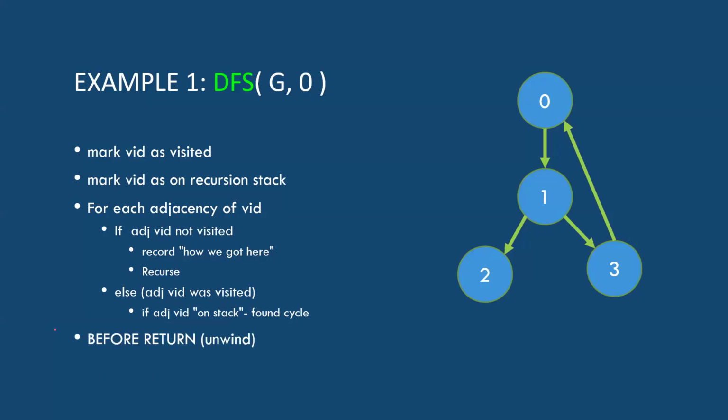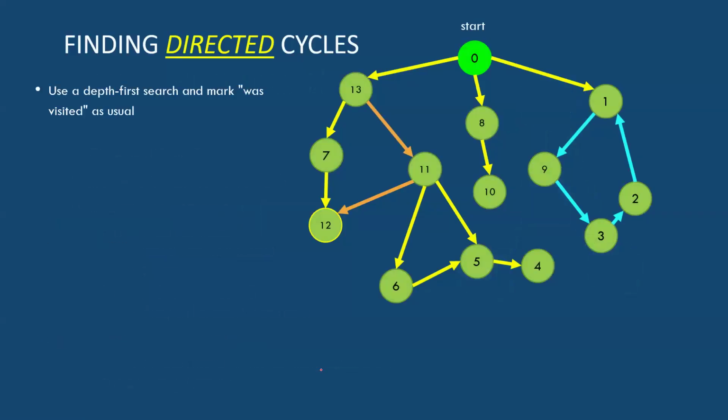And then before we unwind, we're going to remove this current VID from our recursive stack so it doesn't hang around on some other recursive journey that we're going to take. So in addition to keeping whether something was visited or not, we need to know whether it's on our recursive stack, okay? So let's see if we can trace this algorithm through with this particular graph, okay?